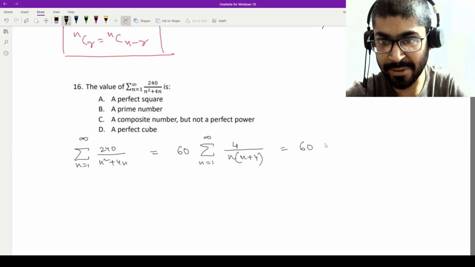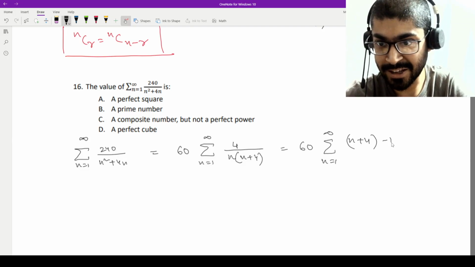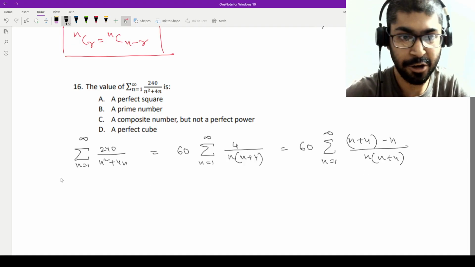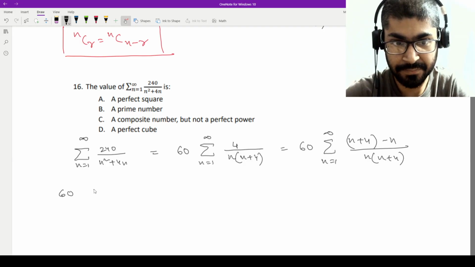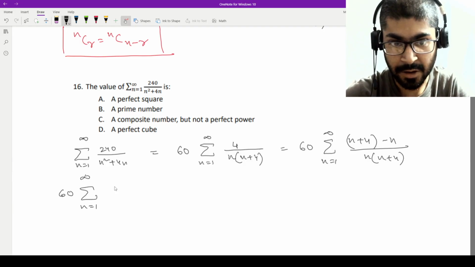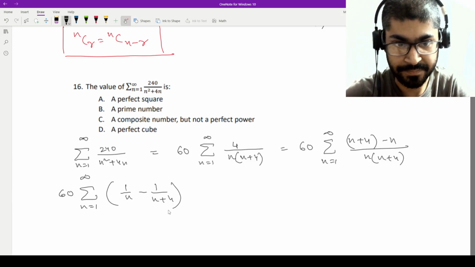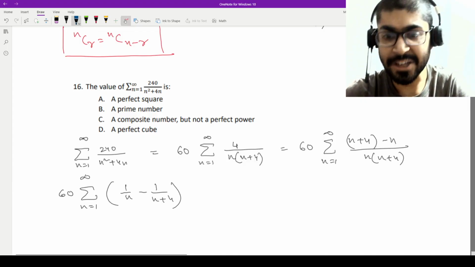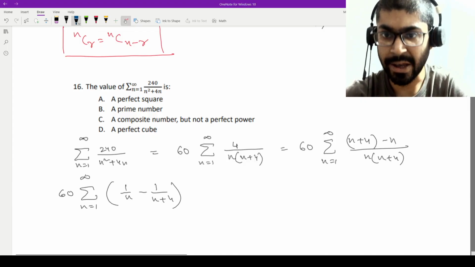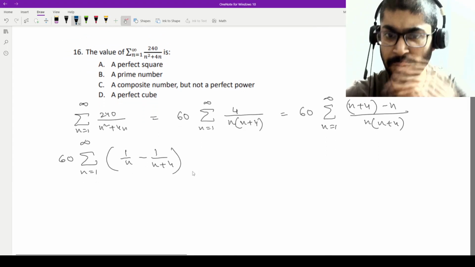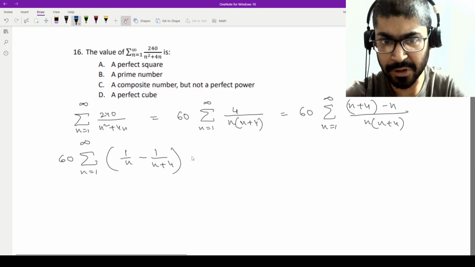So now this numerator becomes 60 into n equal to 1 to infinity n plus 4 minus n by n into n plus 4. So breaking down into partial fractions, we have 60 sigma n equals 1 to infinity 1 by n minus 1 by n plus 4. This is the sequence that we have. Now what does this look like? So enumerate the first few terms.